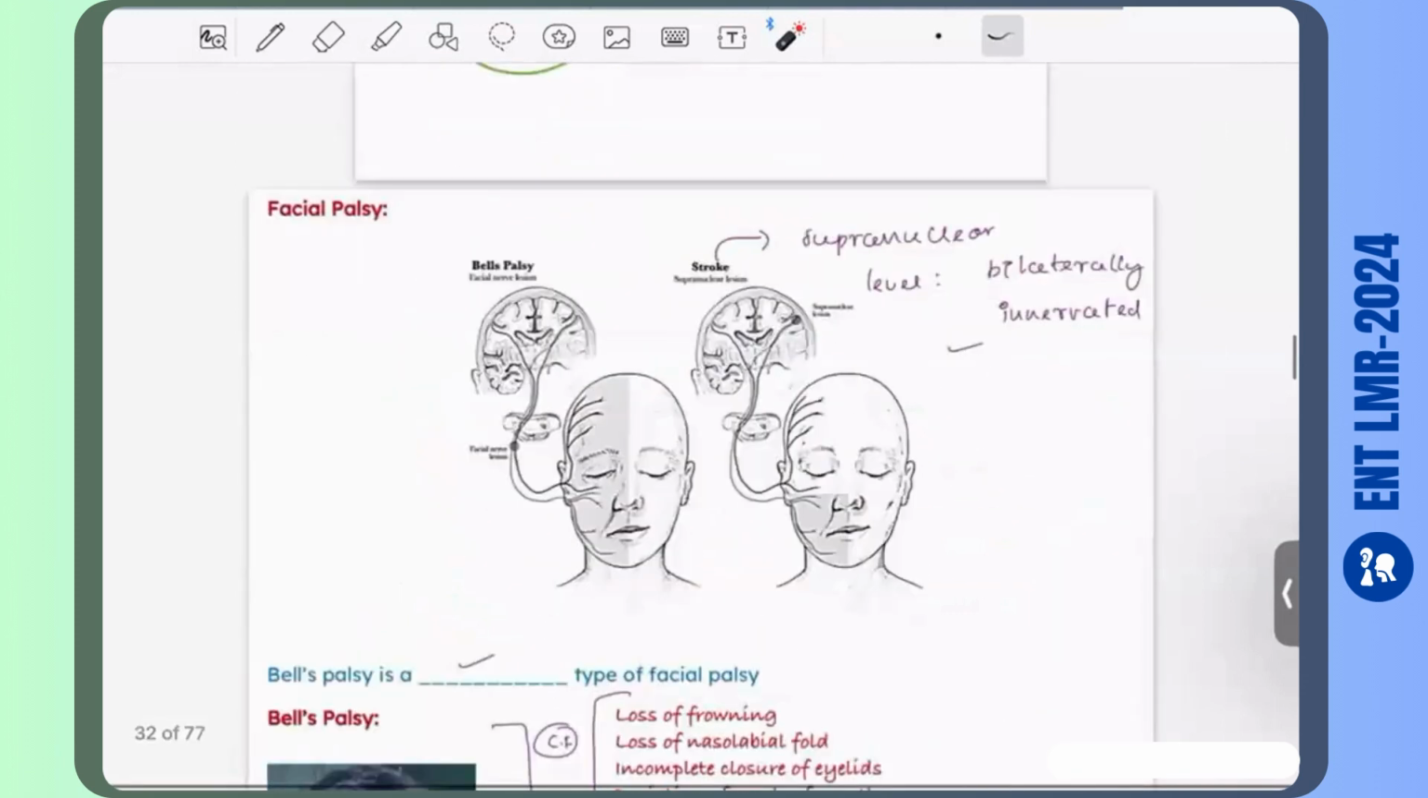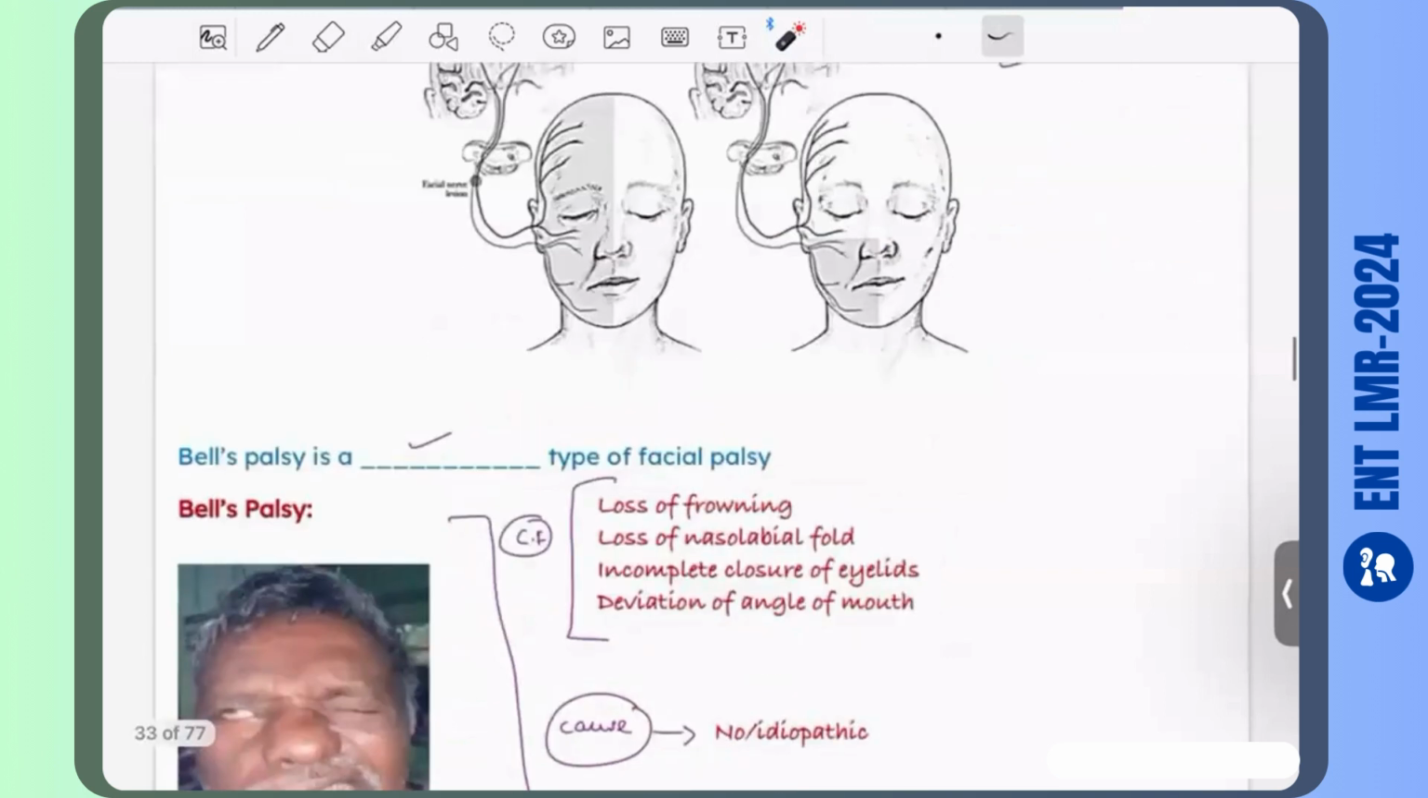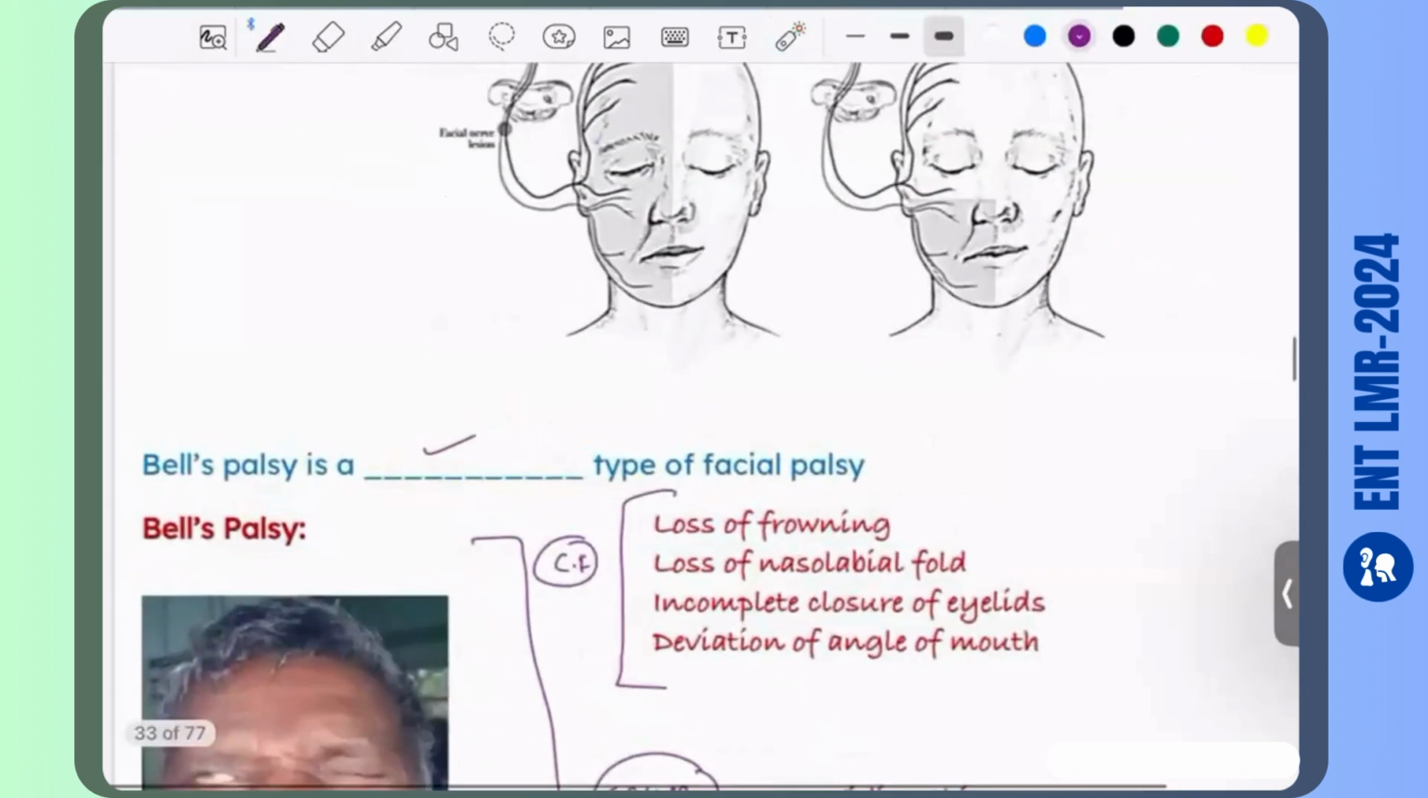Okay. The facial palsy, supranuclear level, bilateral innervation. So if it is an upper motor neuron facial palsy, only the lower half of the face is affected. Very, very important. Upper motor neuron facial palsy, lower half of the face alone affected. Whereas Bell's palsy is a lower motor neuron idiopathic facial palsy, completely one side is affected. So Bell's palsy is a lower motor neuron type of palsy.